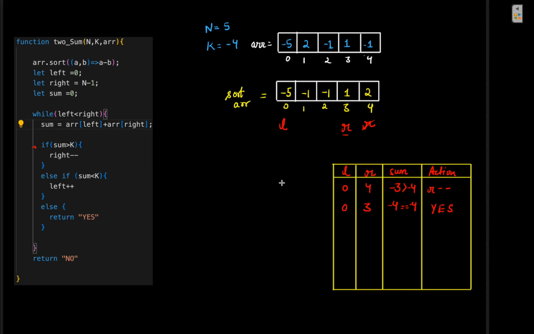This will be your dry run of the code. You can check out different examples also, right? But this is how your code moves. Basically your pointer moves, and this is the condition, left is less than right, and you will simply move it.